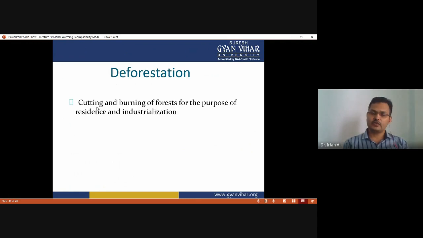And deforestation also contributes to global warming because of the cutting and burning of forest for the purpose of housing or industrialization, because the forest absorbs a large amount of carbon dioxide.